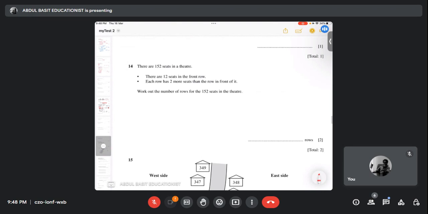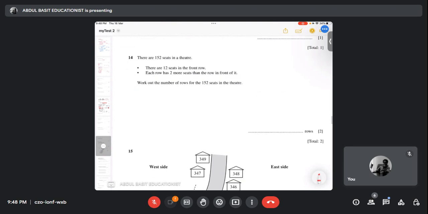Okay, there are 152 seats in a theater. एक theater है जिसमें 152 seats हैं. There are 12 seats in the front row. आपकी front row में 12 seats हैं, तो each row has 2 more seats than the row in front of it. Work out the number of rows for 152 seats in the theater. कितनी rows बननी चाहिए? Tell me.